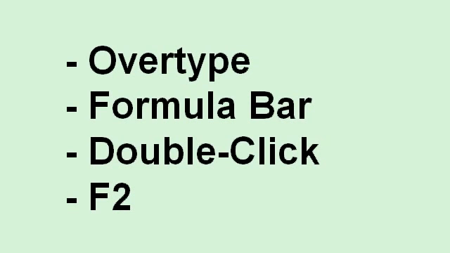So to recap, you can edit the data in a cell by simply over-typing it, which means clicking on it or moving to it and just typing some stuff over it. Or you can use the formula bar, click on the cell, then edit the data in the formula bar. Or you can double-click on a cell and change it right in place. Or you can press the F2 key to go into edit mode in the cell also.